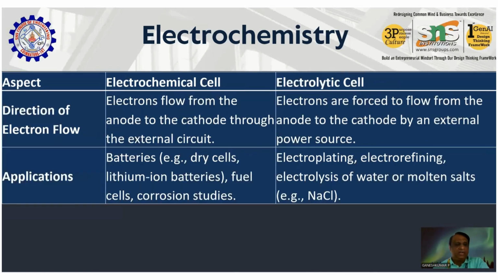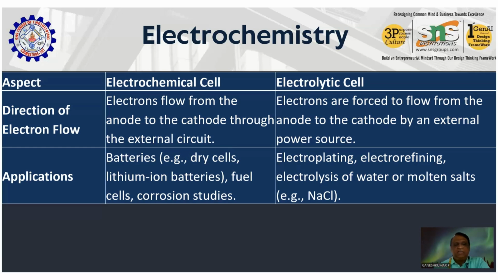The direction of electron flow. The direction of electron flow is from anode to cathode because the anode, undergoing oxidation, releases electrons, and the electrons flow from anode to cathode through an external circuit. But in the electrolytic cell, the electrons are forced to flow by connecting an external source. So we are supplying the external source, connecting anode to the positive terminal and cathode to the negative terminal, and we are forcing it, that is, non-spontaneously.